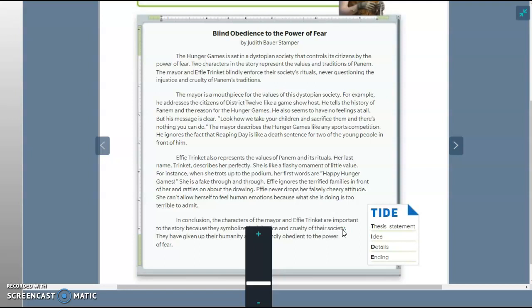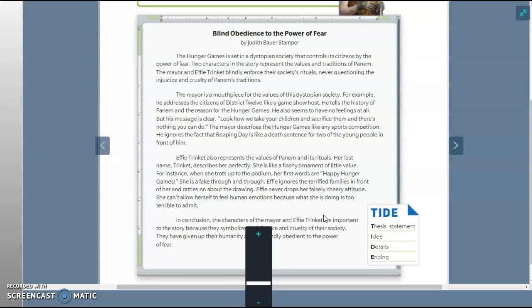Blind Obedience to the Power of Fear by Judith Bauer Stamper. The Hunger Games is set in a dystopian society that controls its citizens by the power of fear. Two characters in the story represent the values and traditions of Panem. The mayor and Effie Trinket blindly enforce their society's rituals, never questioning the injustice and cruelty of Panem's traditions. The mayor is a mouthpiece for the values of this dystopian society.